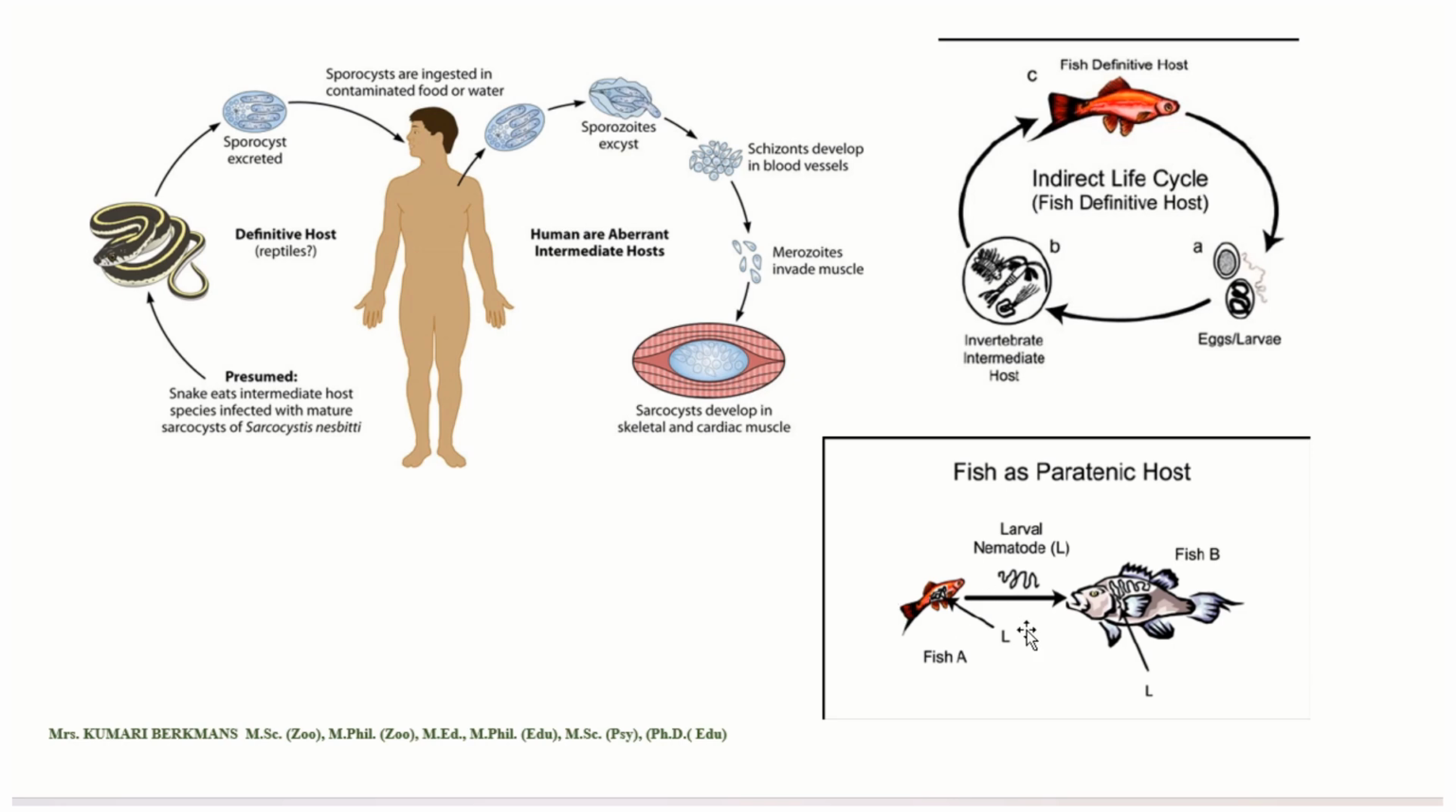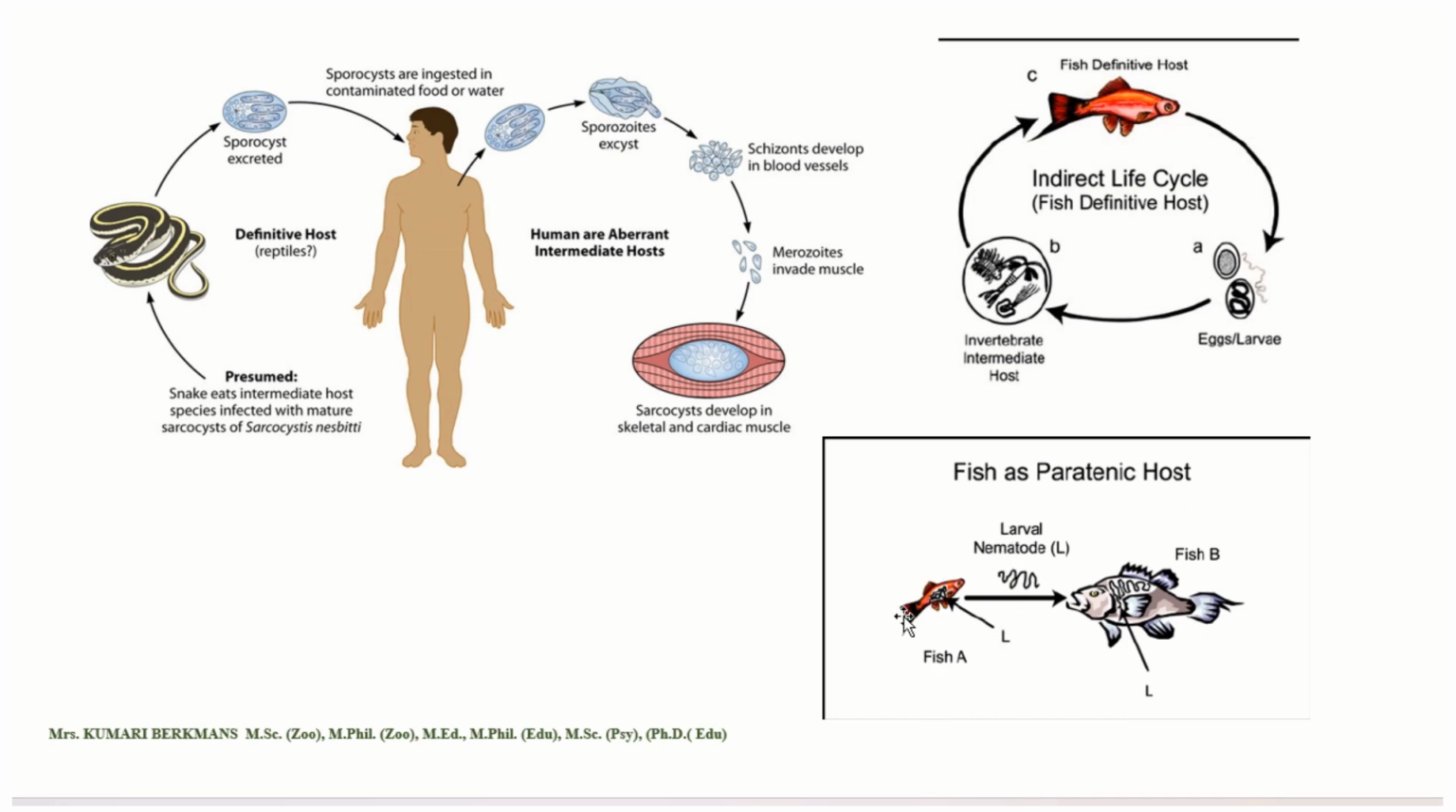Now you can see here this fish as paratenic host. So now we have seen the definitive host as well as the intermediate host. Now let us see the next host. It is the paratenic host. Fish A is eaten up by fish B.